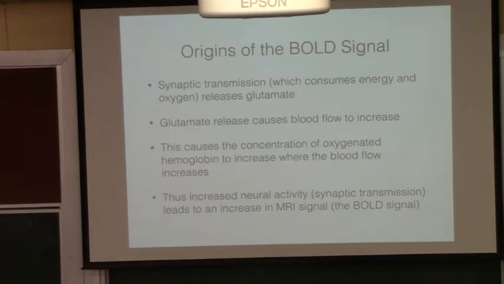So one of the big limitations with fMRI is we're not actually directly imaging neuronal firing. We're imaging blood flow related to metabolism related to neuronal firing. Does that sort of make sense to everybody?